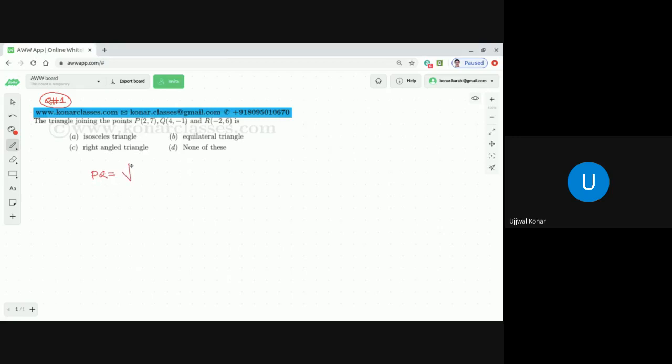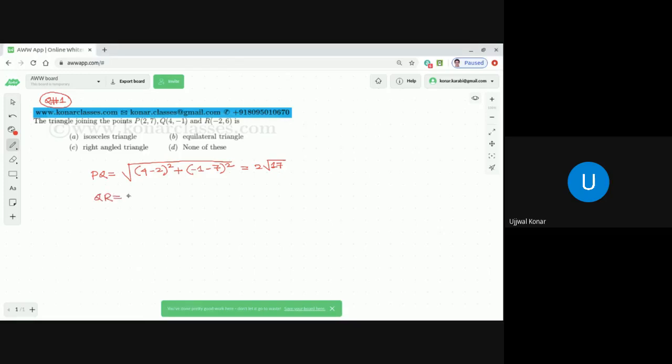So PQ is equal to the square root of (x coordinate of Q minus x coordinate of P) whole square, that is (4 minus 2) whole square, plus (y coordinate of Q, that is -1, minus y coordinate of P, that is 7) whole square, so (-1 - 7), that is (-8) whole square. If you compute this, you will get 2 square root of 17. Correct?